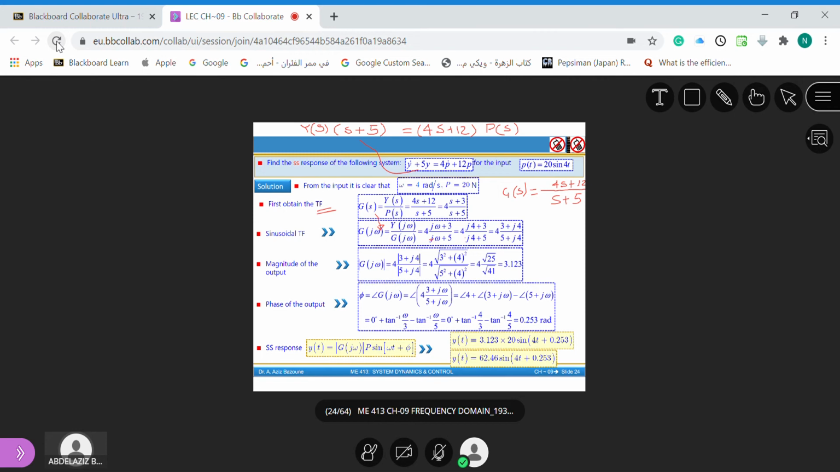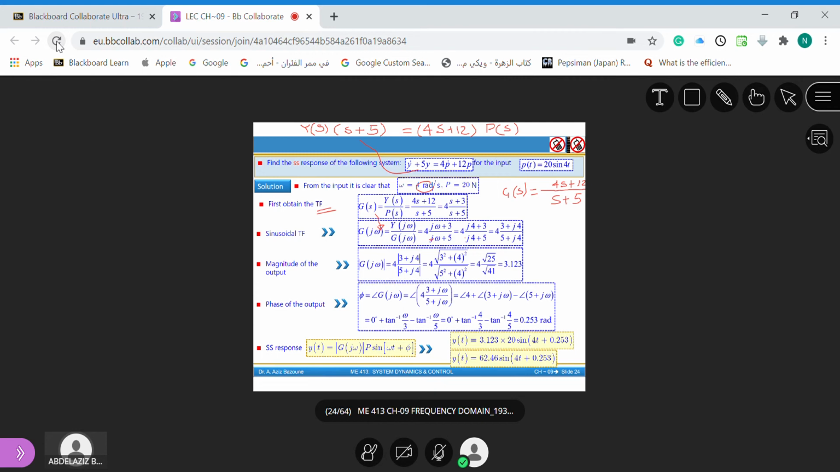Omega is known, we already found it: omega is equal to 4. We substitute for omega, so this will be 4 times j4 plus 3 over j4 plus 5. Or you can write it as real plus imaginary, in this form: 4 times 3 plus j4 over 5 plus j4.